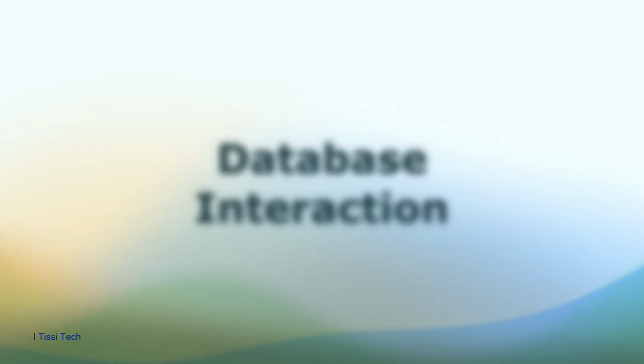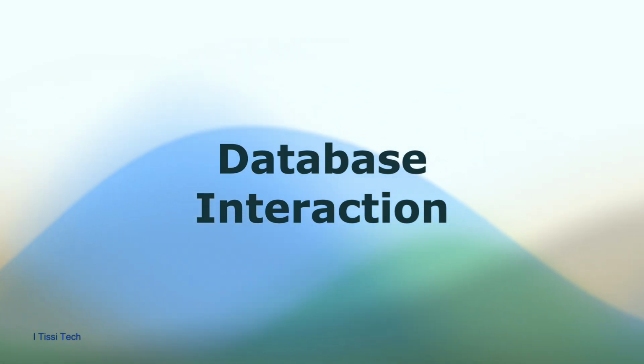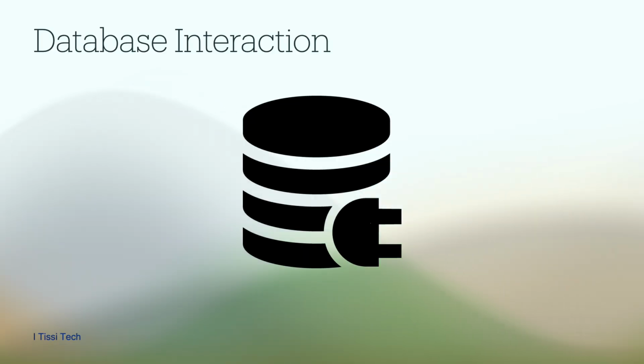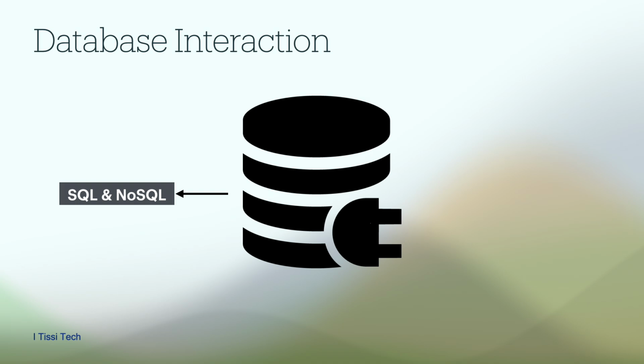And when it comes to databases, Java has you covered. This slide presents key aspects of database interaction in Java applications. We begin with SQL and NoSQL databases, where SQL databases like MySQL and PostgreSQL provide structured data storage with relational integrity, while NoSQL databases like MongoDB and Cassandra offer flexibility for handling unstructured and scalable data.